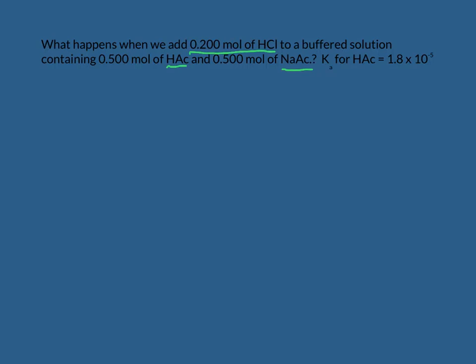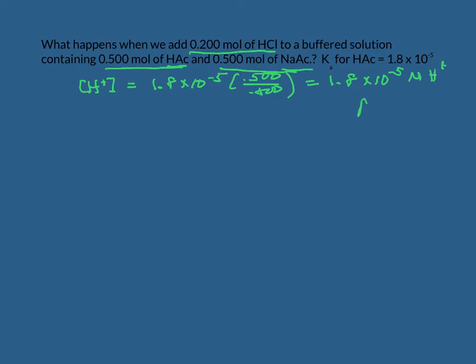Okay, so our original buffer is 0.5 moles of HAc and 0.5 moles of acetate. So H+ is Ka, moles of acid over moles of base, 1.8 times 10 to the minus 5 molar H+. If we take the minus the log of that, we get pH is 4.745. So that's what the pH is of our buffer before we add any HCl.